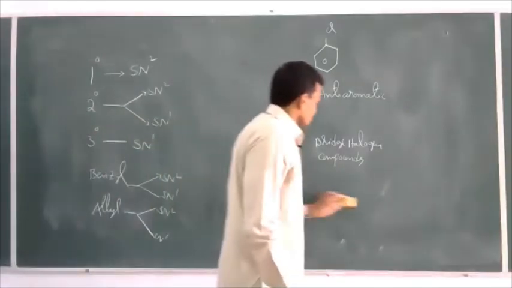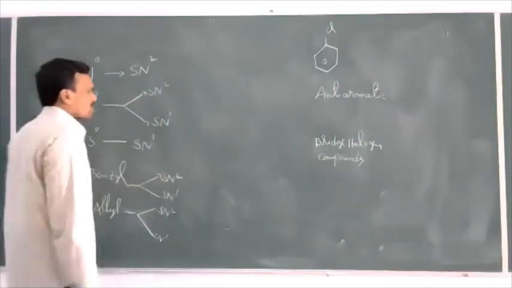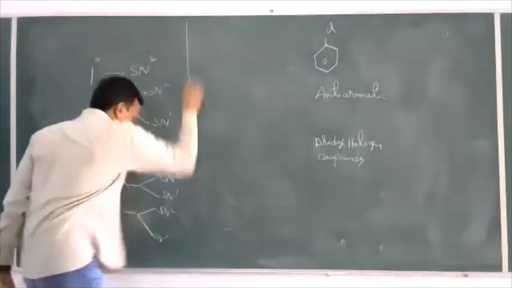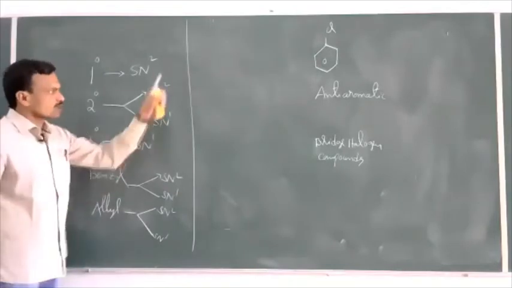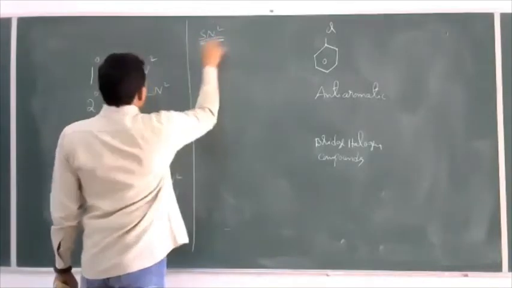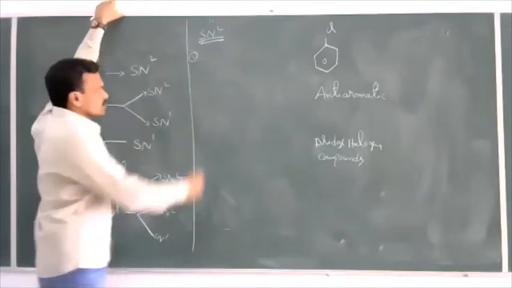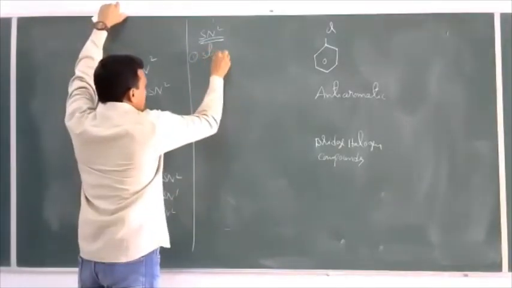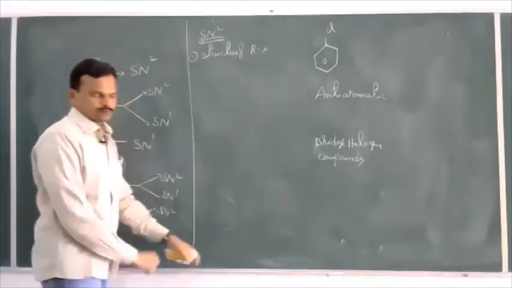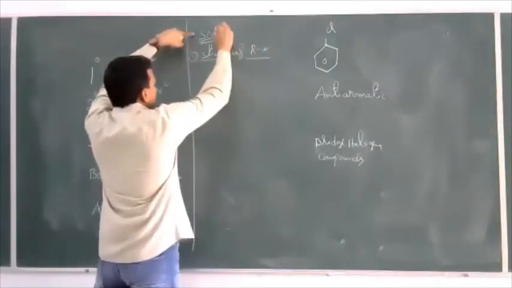Now, before going to discuss this, let's see what are the factors that can affect SN2 mechanism. We didn't discuss that. So first we'll discuss that, later we'll go for this. What are the factors affecting SN1, SN2 mechanism? Afterwards we'll discuss this. The first one is structure of haloalkane. Structure of haloalkane can decide SN2 mechanism.